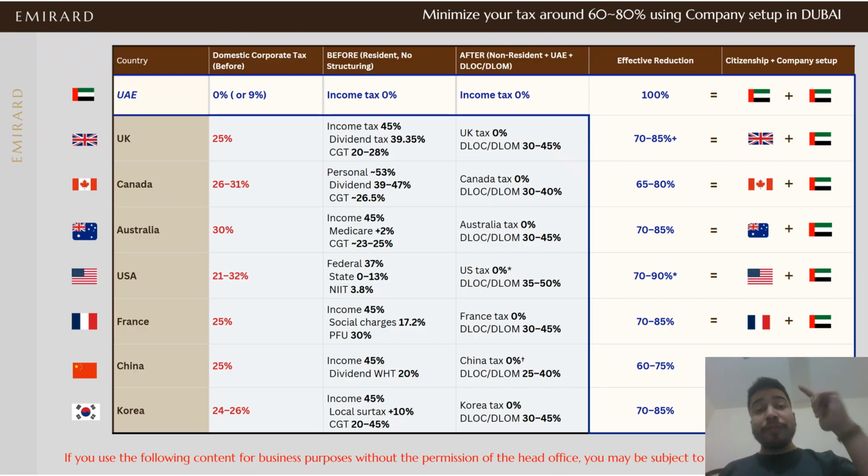And if you're one of those who are willing to transfer your business or your assets to the UAE, we have got you covered. Let us know, and we will help you do that.